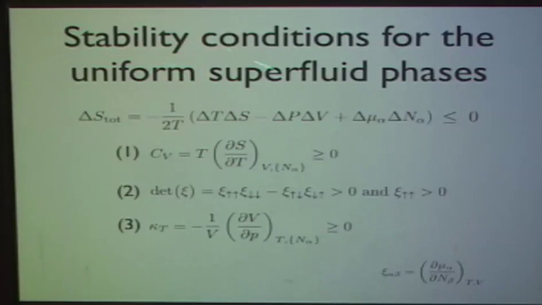To determine the stability of the uniform superfluid phase, we need to resort to fundamental thermodynamic principles: the maximum of total entropy of the system. From this, we get 3 conditions. One is from the thermal fluctuation: positive specific heat. The other is from the fluctuation in the number of particles, where we define the partial derivative of chemical potential with respect to the number of particles; a positive determinant and positive diagonal elements is the second condition. The third condition is from the fluctuation of the volume of the system: the isothermal compressibility must be positive. So these three conditions must be satisfied in order to get a uniform superfluid phase.